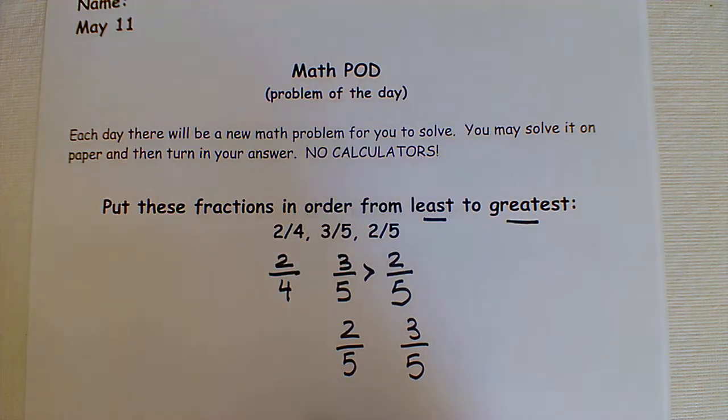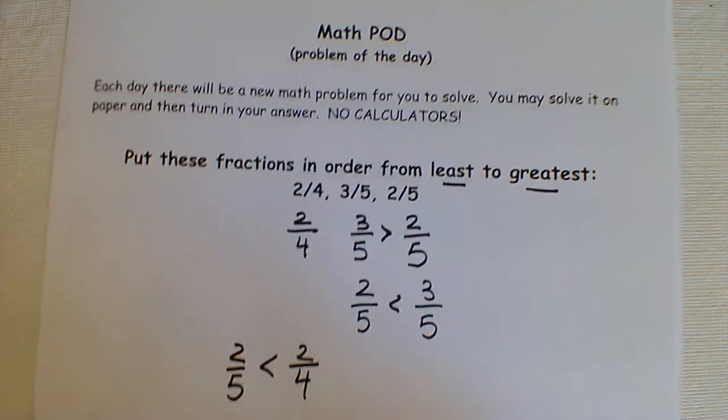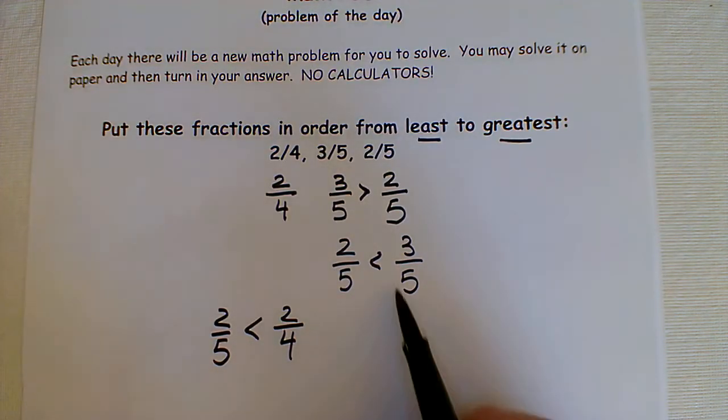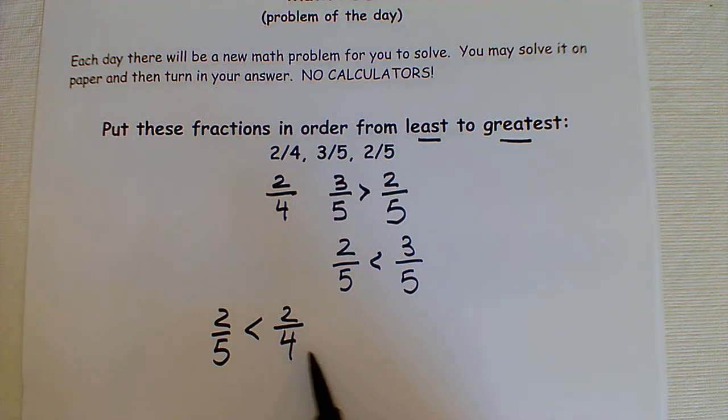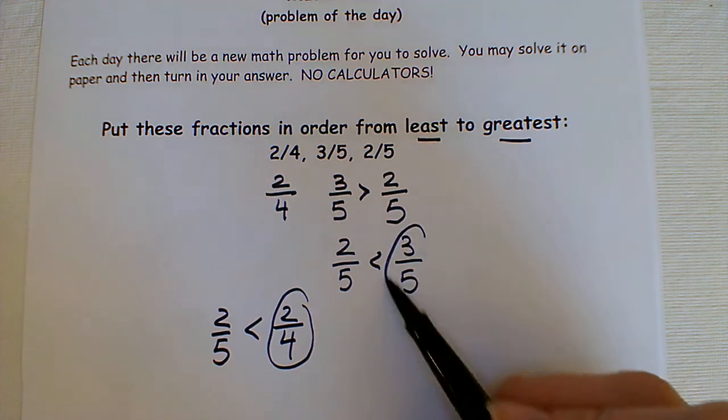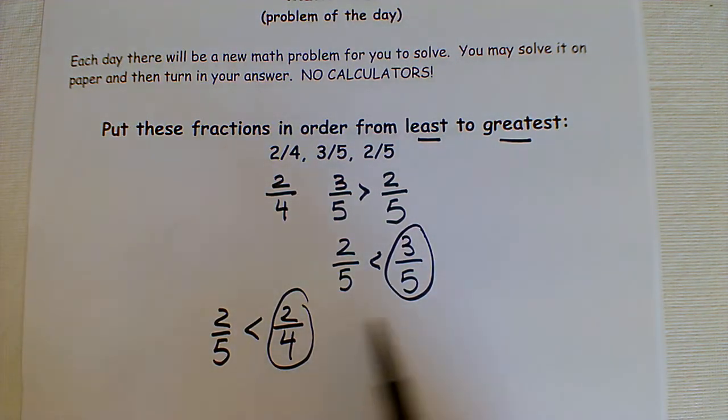So now I need to figure out where 2/4 fits. I know that 2/4 is greater than 2/5. So the question is, where does 2/4 belong? Does it belong here in between 2/5 and 3/5, or is 2/4 even bigger than 3/5? That's where it gets a little tricky, because we have to compare 2/4 and 3/5 to figure out where it would fall on a number line.